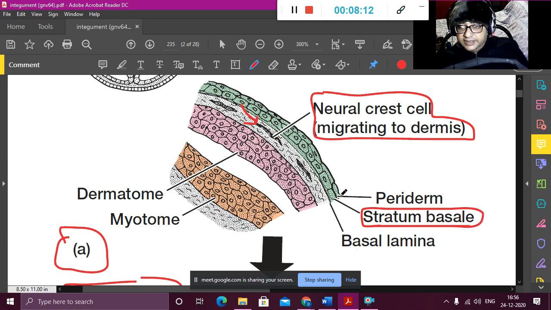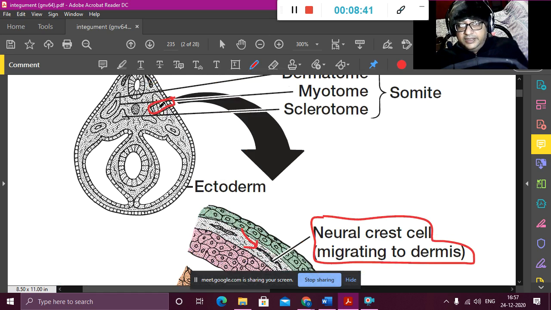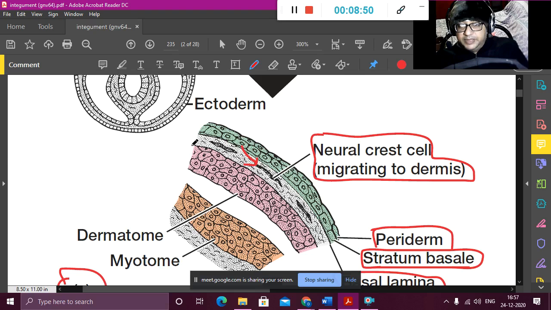Above that is this layer over on the top, this top layer here is the periderm. And this layer here is the stratum basal. Below that is the famous basal lamina. And then there is a space, this space here, the coelom, you can call them later the coelom, coelomic spaces.